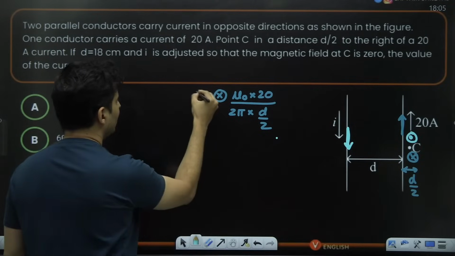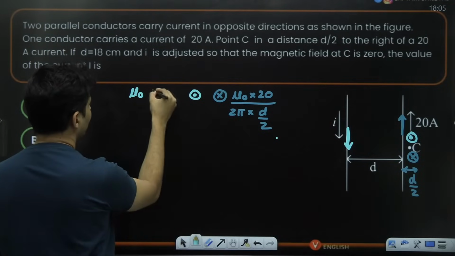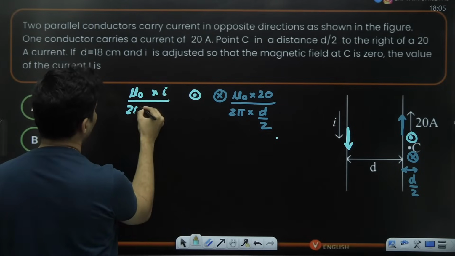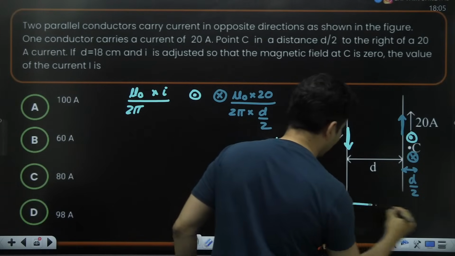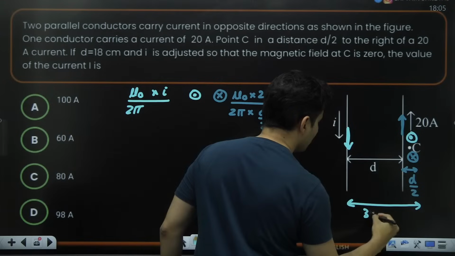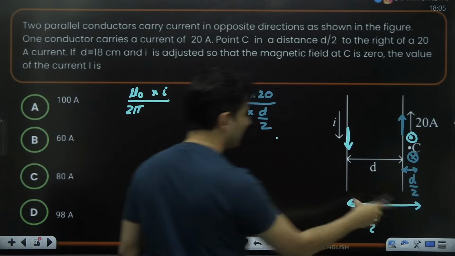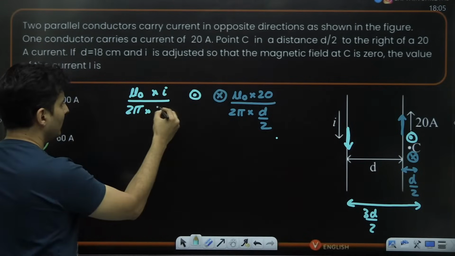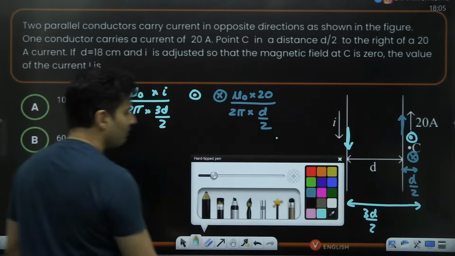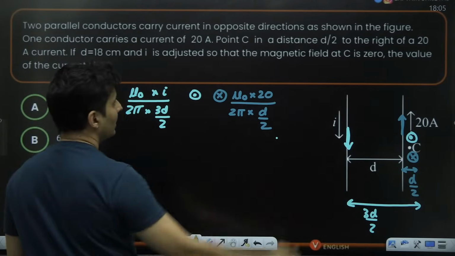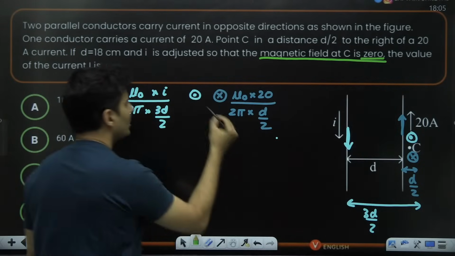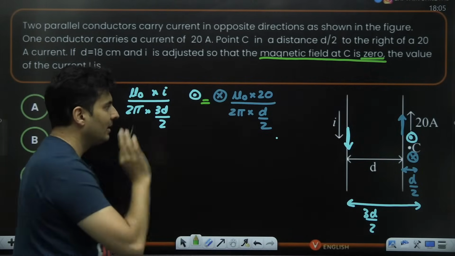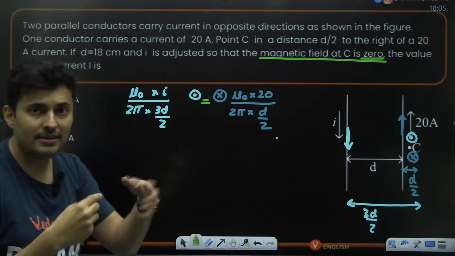So that particular magnetic field will be mu naught, current I do not know, divided by 2 pi. Guess what this distance would be? It is 3d by 2. D plus d by 2 is 3d by 2. So 2 pi into 3d by 2. Because we want the net adjusted so that the magnetic field at C is 0. So these two, outside and inside, should cancel, balance each other out.